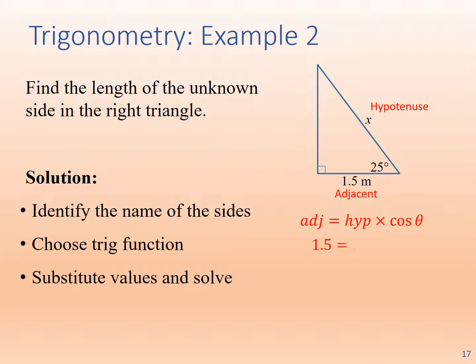Substitute the values in that we know. The adjacent is 1.5 meters. The hypotenuse is unknown, that's marked as x, and the angle is 25 degrees. Solving for x, we need to divide both sides by cosine of 25 degrees. Like that, and then we can calculate that on our calculator and we get 1.66 meters.